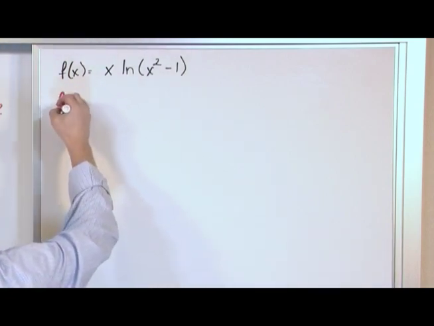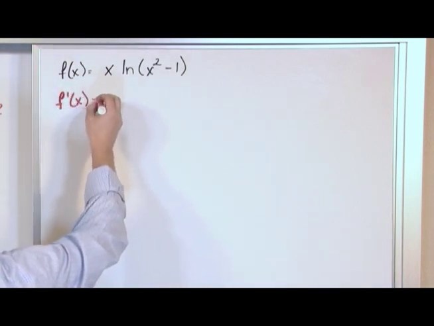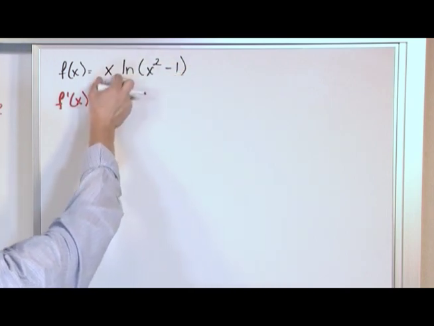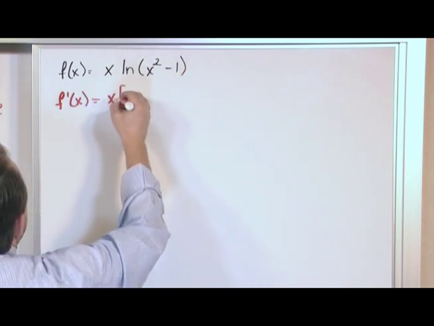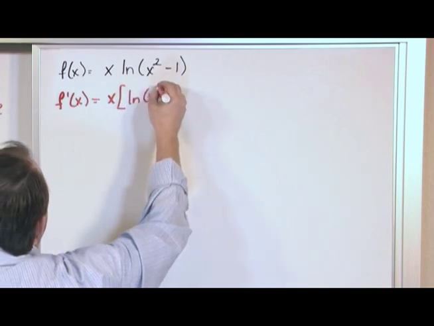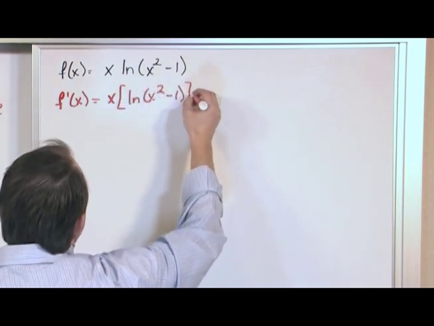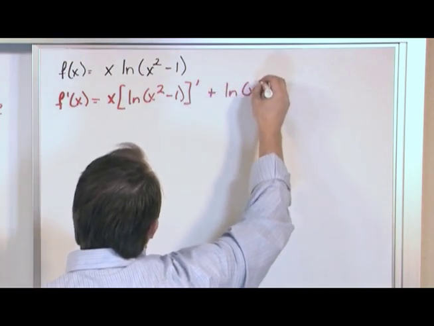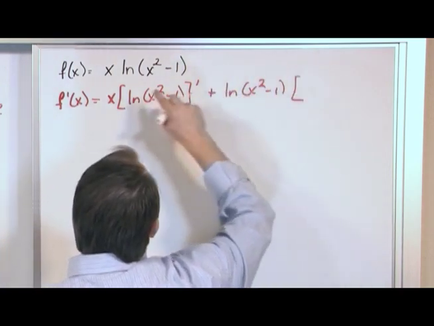The derivative of this function is the first times the derivative of the second, plus the second times the derivative of the first. So it's the first times, and just to make it clear, we'll write it like this: the derivative of the second, plus the second function times the derivative of the first function.